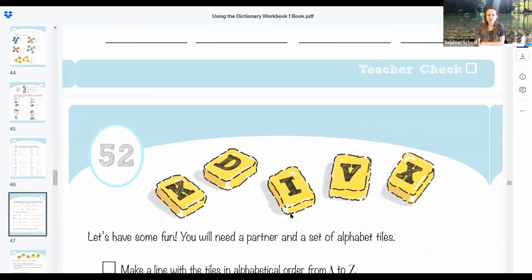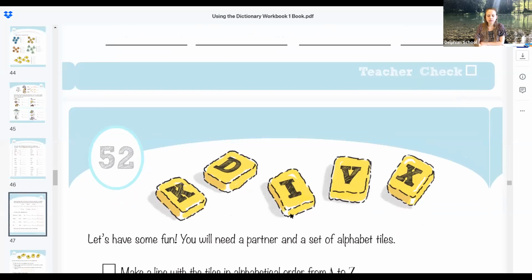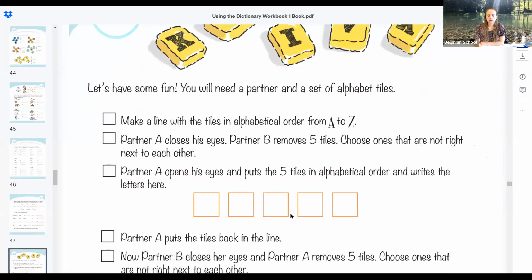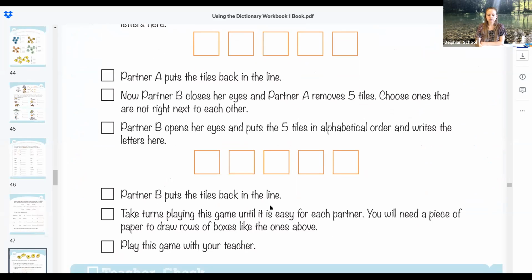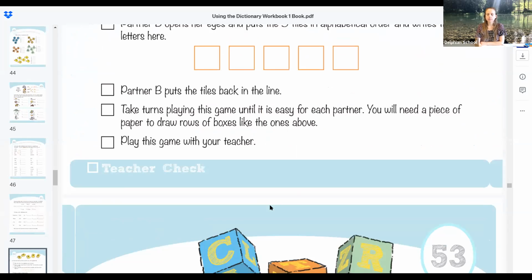Yes. Okay, cool. All right, so let's see if we can do this one. You will need a partner and a set of alphabet tiles. I don't think we're gonna be able to do this one over, but I'm gonna give you guys some letters, and then you're gonna type them back to me in alphabetical order, okay? So you guys ready? Here we go. Since we don't have tiles and we can't really do that, we're gonna just do it old school. Okay, C, M, R.